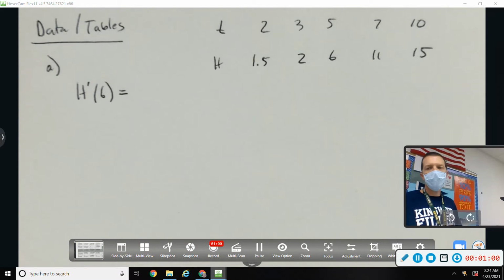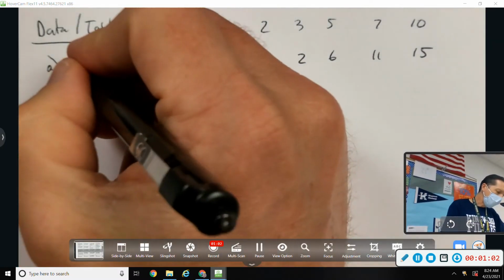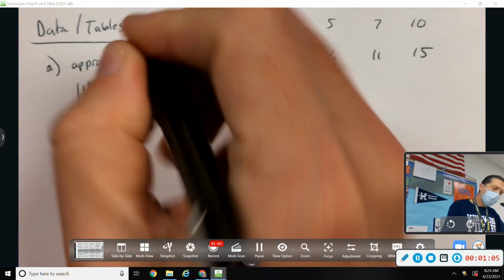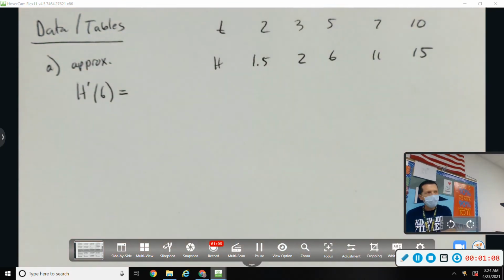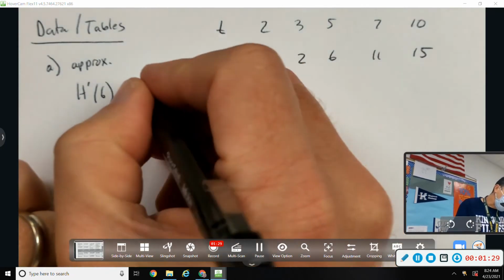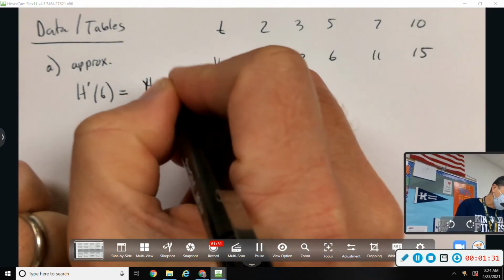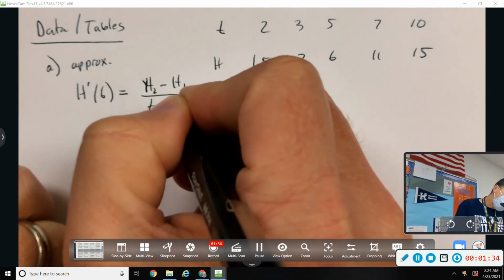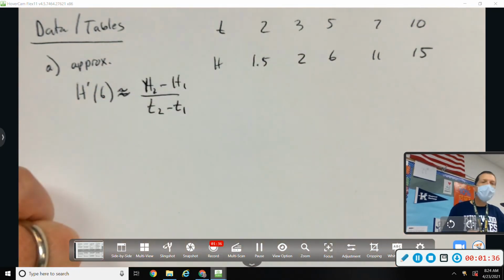Okay, h prime, that's a derivative, but it said approximate it, which I think makes sense because I don't have an equation, so I can't exactly tell you what h prime is. So how am I going to approximate h prime of 6? With the data, yes. How am I going to do that? Yeah, algebra slope. y2 minus y1 over x2 minus x1. Or I guess h2 minus h1 over t2 minus t1. Because that would be an approximate derivative.